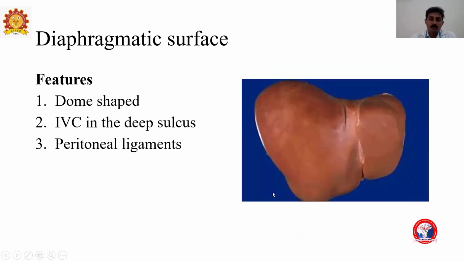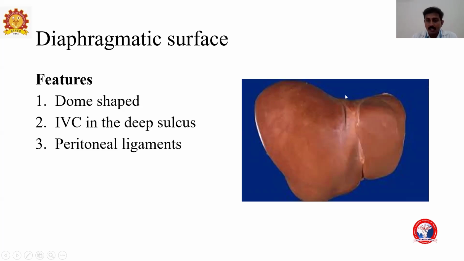Now, what are the features of the diaphragmatic surface? It is related to the diaphragm. We have a dome. So what is the dome? When we say the diaphragm, we have a right dome of diaphragm and a left dome of diaphragm. The diaphragm is like this, no? In the middle, we have the central tendon. That is where your heart is. So this part is the right dome and this part is the left dome.